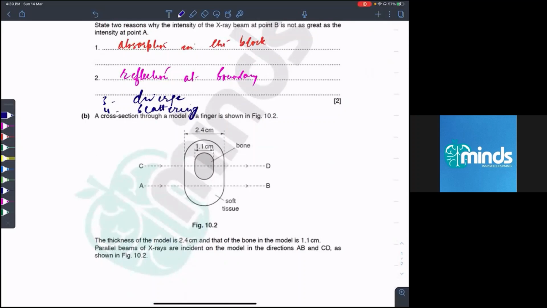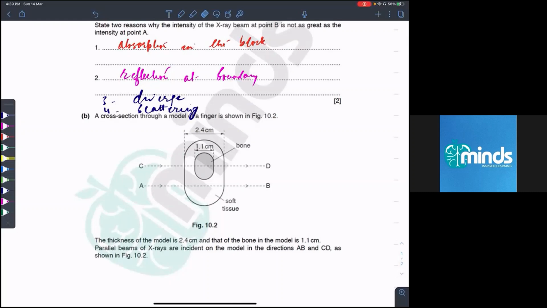Okay, now next. A cross-section through a model of a finger is shown in figure 10.2. Now just try to visualize. If you point your index finger towards you and you look at the cross-section, this is the soft tissue part, and this is the bone inside your finger. The thickness of the model is 2.4 centimeter, and that of bone in the model is 1.1 centimeter.